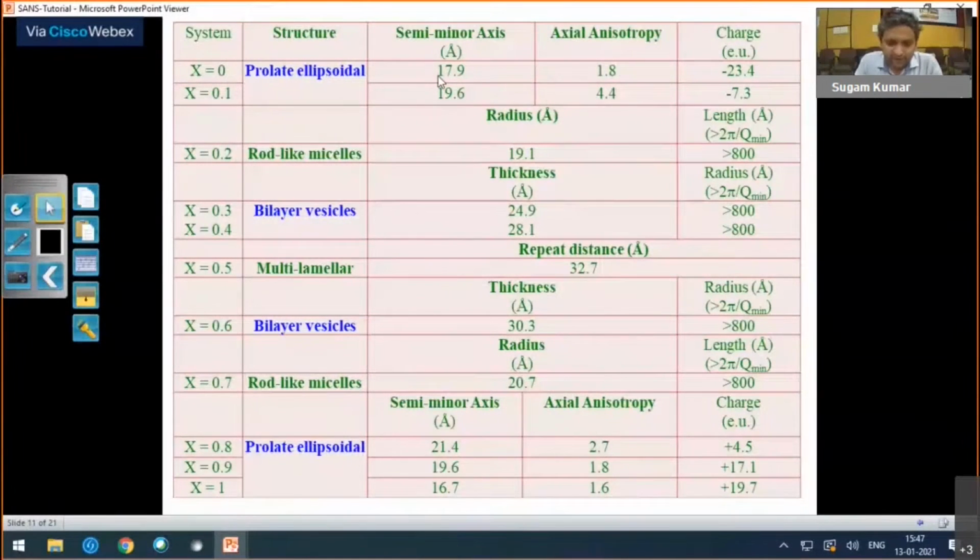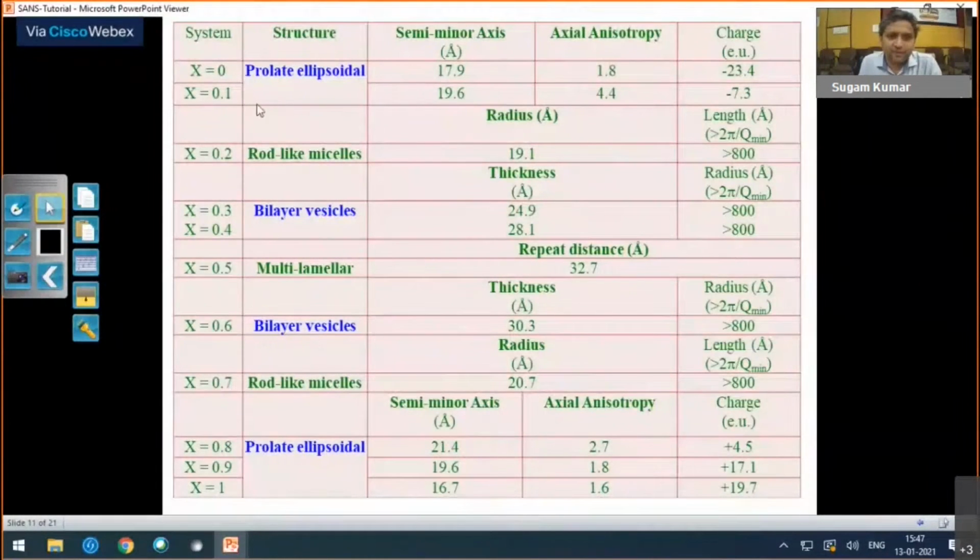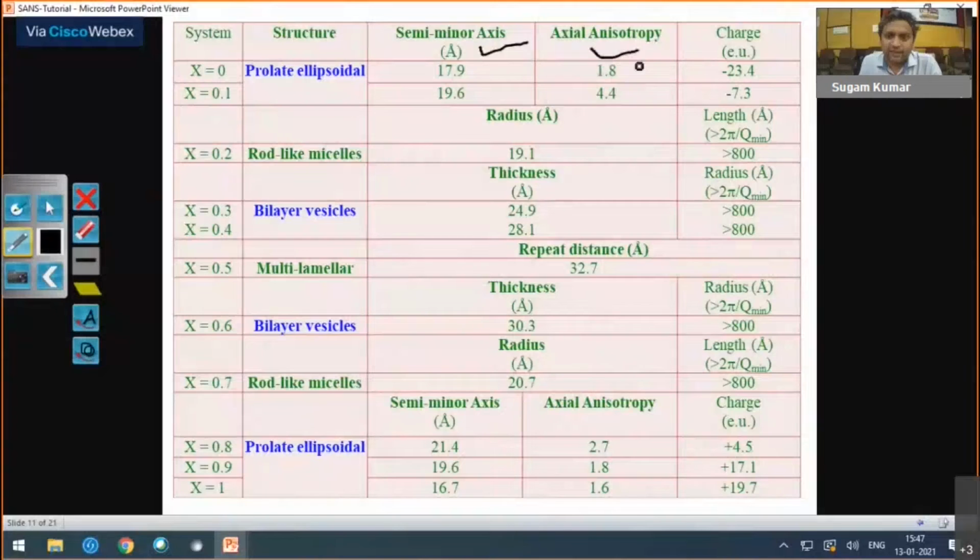So while analyzing all this sort of data, the kind of information you can get is like this: for prolate ellipsoids, semi-major and semi-minor axis, axial anisotropy. Then for rod-like, one can have length and radius. Length you can get only when this length contributes in the Q range of the measured data. Bilayer vesicle, one can have thickness, multilamellar, repeat distance, bilayer vesicle again, thickness, and so on. So all those structural parameters one can obtain.